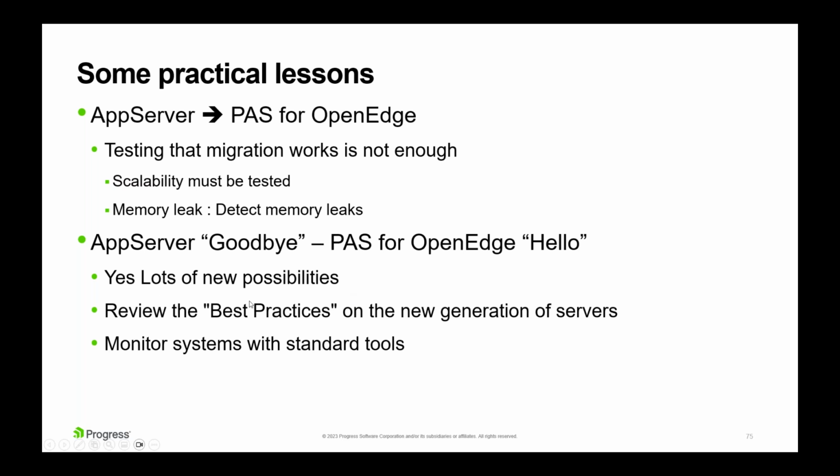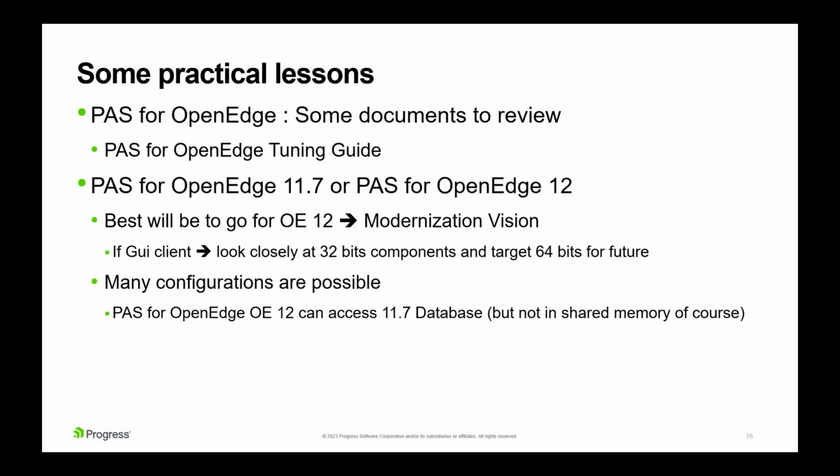A lot of new possibilities and capabilities. So we need to go from best practices on the AppServer to the new generation of servers and best practices, and learn more on this on your own, and with our help, of course, in professional services, and monitor the system with standard tools. We also have a path for the OpenEdge tuning guide. We spoke about using 11.7, but our message for now is going more to 12.